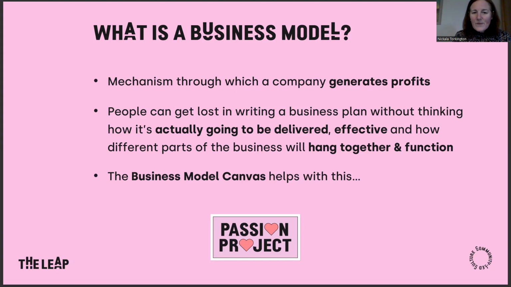As we said before, people can get a little bit lost in writing a business plan, and they're busy writing the thing without thinking about how it's really going to be delivered, how it might be effective, and how the different elements of what you're trying to do hang together and function, to make it all work, and to spot what you're going to be wanting to do and what you might need to delegate or find other people to help you with. So it can help with that. And yes, as we say, the business model canvas helps with lots of these things and more.